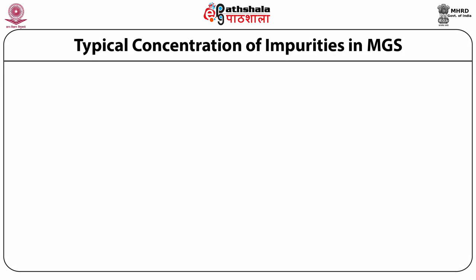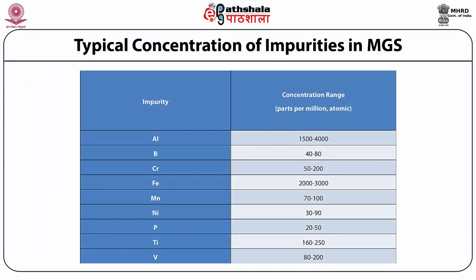The typical concentration of impurities in MGS is given in this table. As you can see from this table, for each impurity, a particular concentration range in the units of parts per million has been specified. And iron has the maximum concentration range in parts per million among the impurities in MGS. This MGS requires further purification to convert it into semiconductor grade silicon, SGS, for electronics industry application.